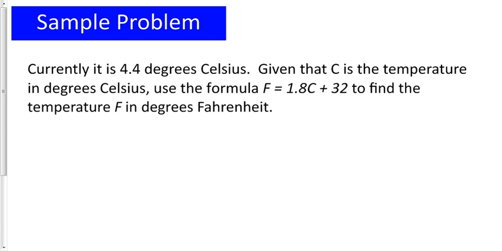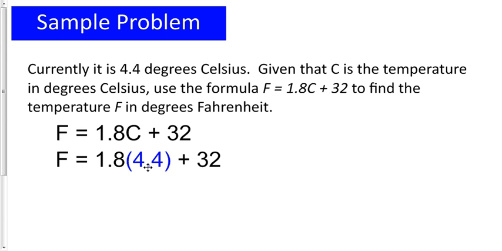So here's a sample. Currently it is 4.4 degrees Celsius. Given that C is the temperature in degrees Celsius, use the formula F equals 1.8 C plus 32 to find the temperature F in degrees Fahrenheit. So first I'm rewriting the formula. Then I'm substituting. I know what C is, 4.4, so I'm going to substitute that 4.4 for C. And now I'm just going to simplify.